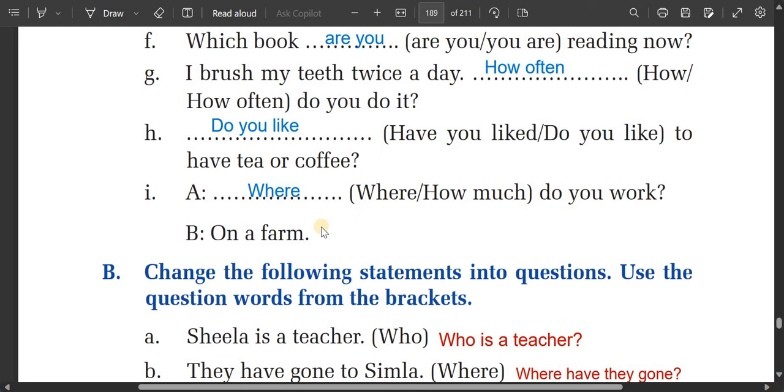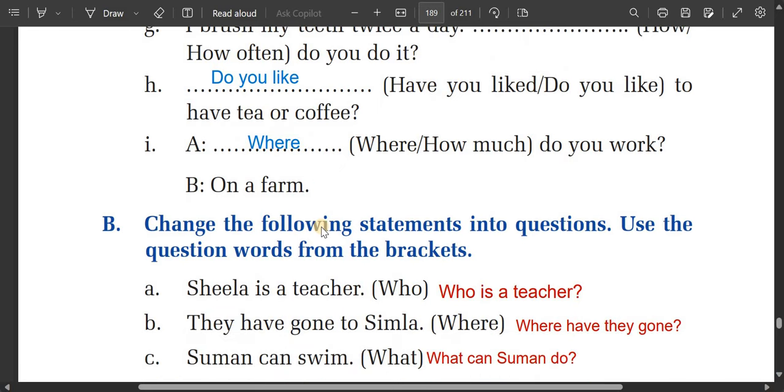On a farm. Now change the following statements into questions. Use question words from the brackets.